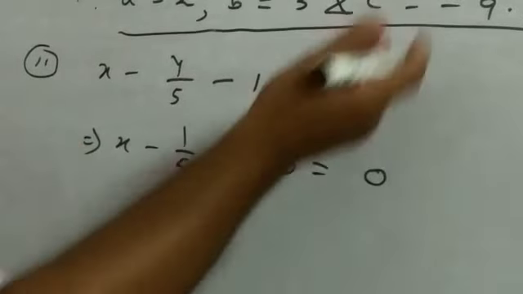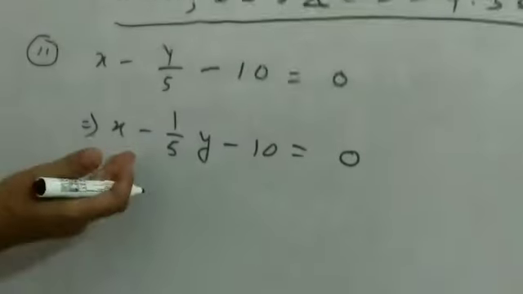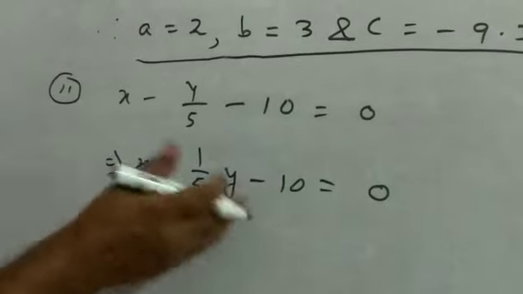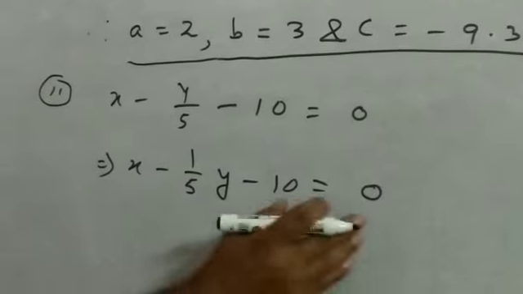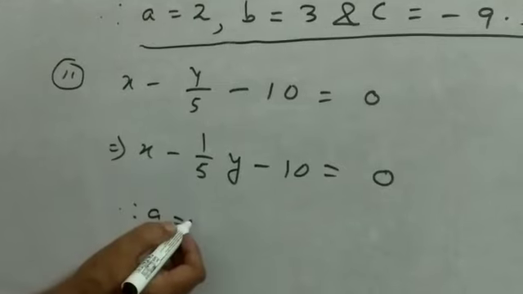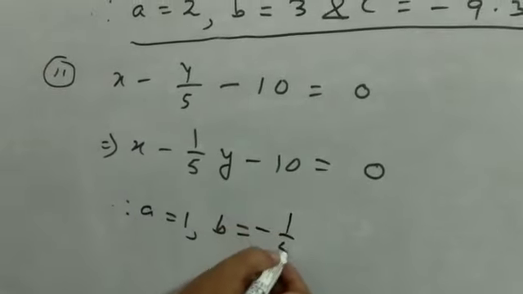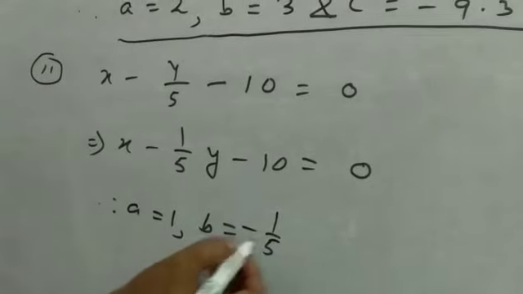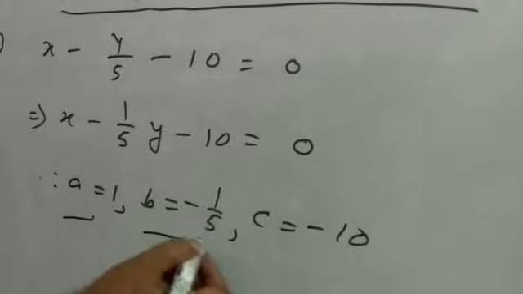Already this equation is of the form ax plus by plus c equal to 0. Or we can simplify, taking 5 as the LCM, but it is not necessary. So okay, this is the answer. Then if we find the values, a, the coefficient of x, is 1. Here b, the coefficient of y, is minus 1 by 5. If the sign is minus, you should write minus. And the c value here is minus 10. Okay, these are the values of a, b, c.